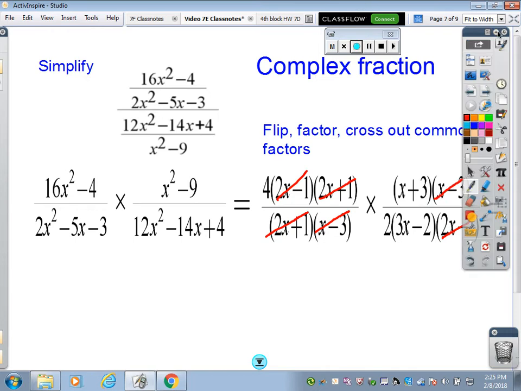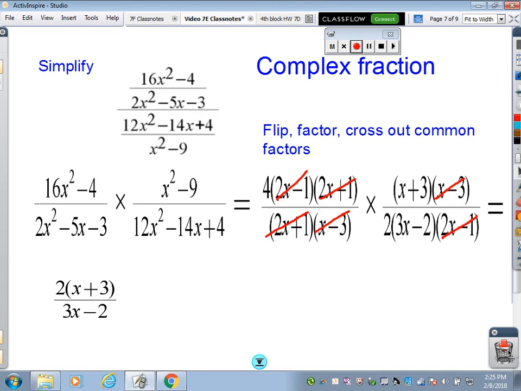So that's going to leave me with 2, because I divided 2 into 4, and that's where my 2 came from, (x plus 3) over (3x minus 2). And here again, I can leave it like that, or I can distribute the 2 and get 2x plus 6 over 3x minus 2. So that's a complex fraction, a fraction over a fraction.